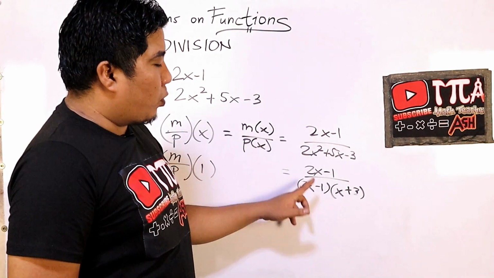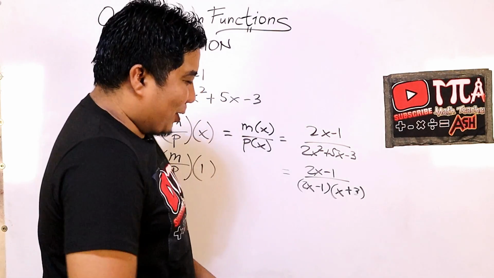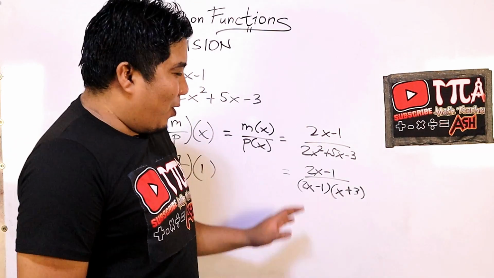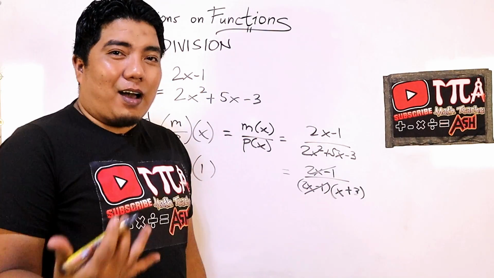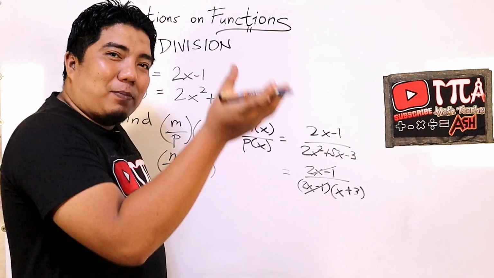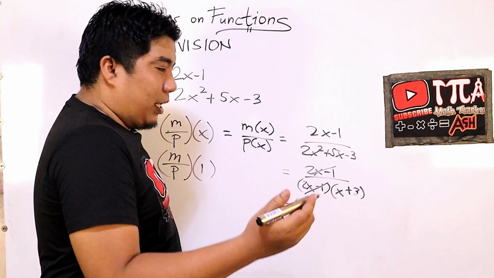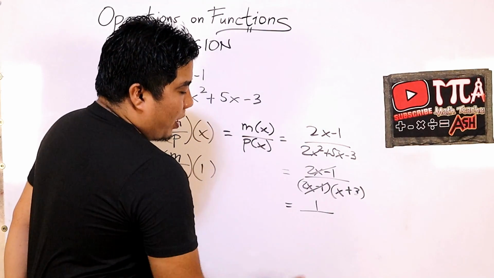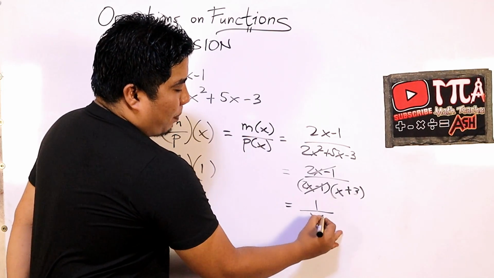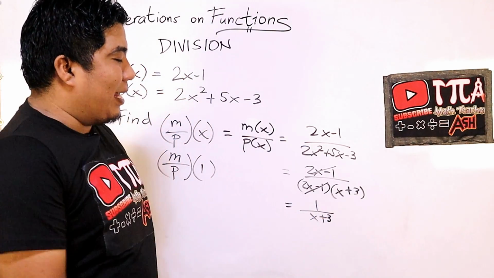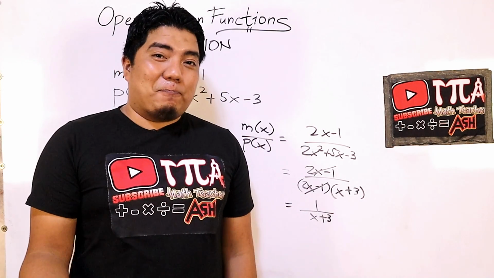So since this is 2x minus 1, I think one factor of it is 2x minus 1. Alright? So, having said that, we already have these factors, so we can now cancel our factors from the numerator and denominator. Since nothing is left in the numerator, that is automatically 1. And we have our denominator and we have the binomial, so we just copy x plus 3. So our final answer for this expression is 1 over x plus 3.